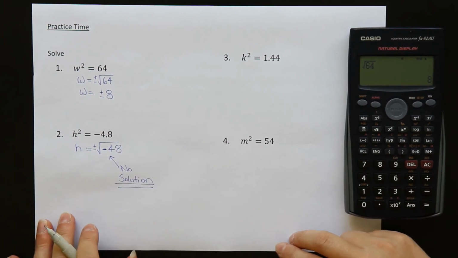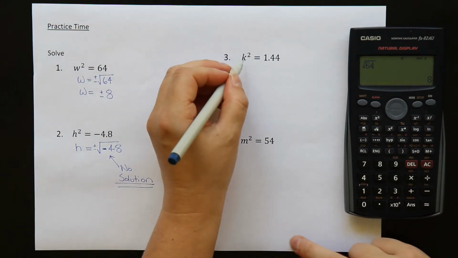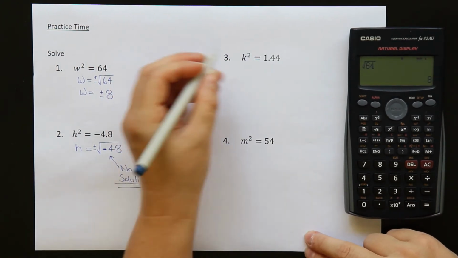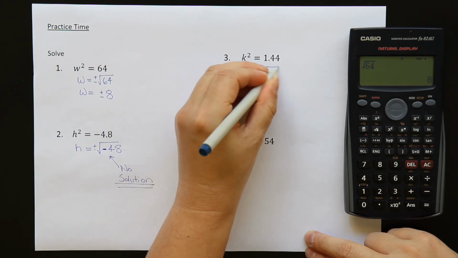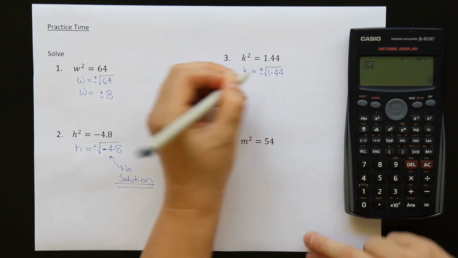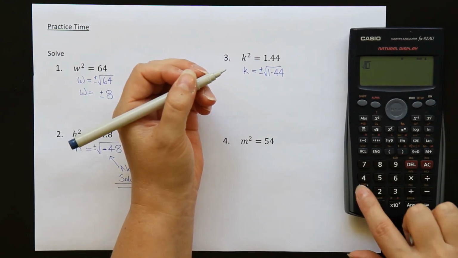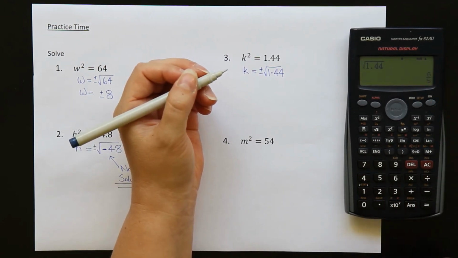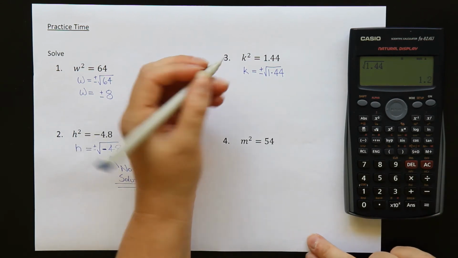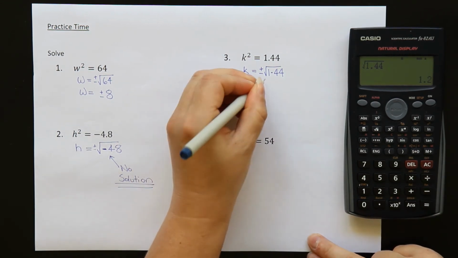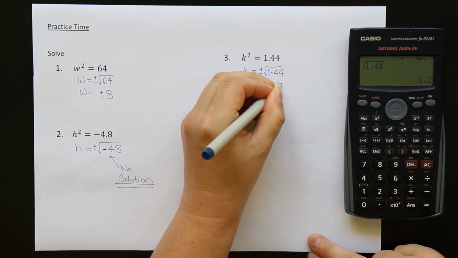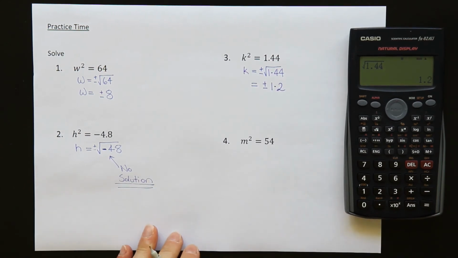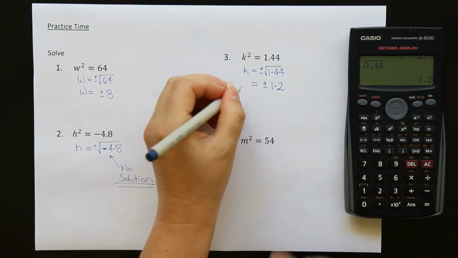Question 3, k squared equals 1.44. So let's get k by itself. So I need to square root 1.44, remembering the plus or minus. Square root of 1.44 is, it's a decimal, but it is an exact decimal, so we can write 1.2 and there's no rounding needed. So there's my solution.